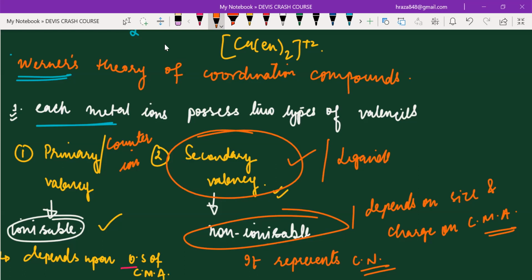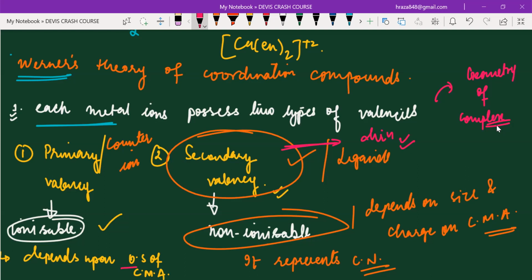It is also very important to know that the secondary valency is directional in nature, because it is also going to determine the geometry of the complex. The geometry depends on how many ligands are combining. If the ligands are four, it will be either tetrahedral or square planar. If the ligands are five, it will be trigonal bipyramidal. If the ligands are six, it will be octahedral, like this.